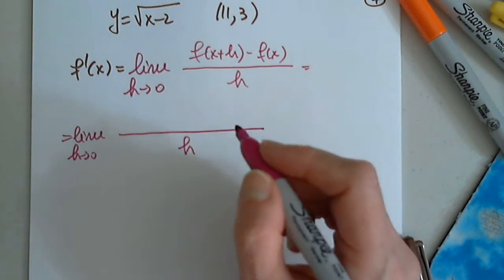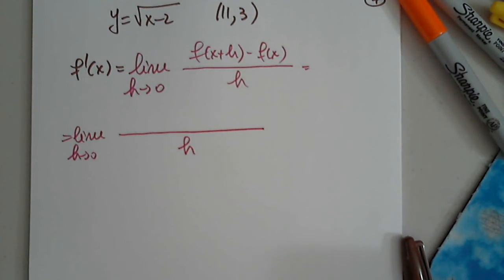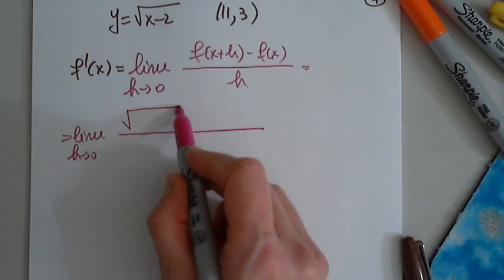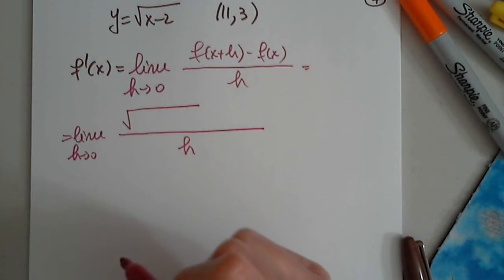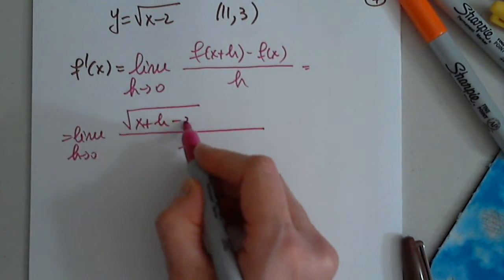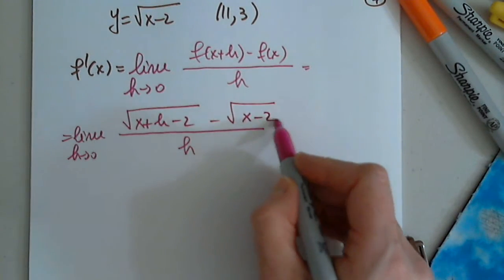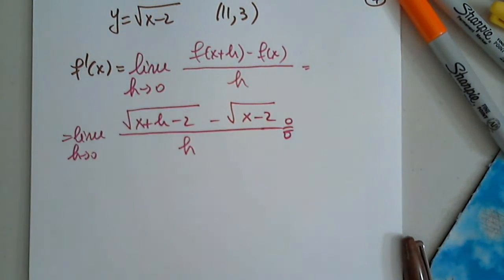Who would like to give us the function? It's going to be the square root of x plus h minus 2, minus the square root of x minus 2. Great job. Of course, it has to be 0 over 0, no question there. What do I do next?